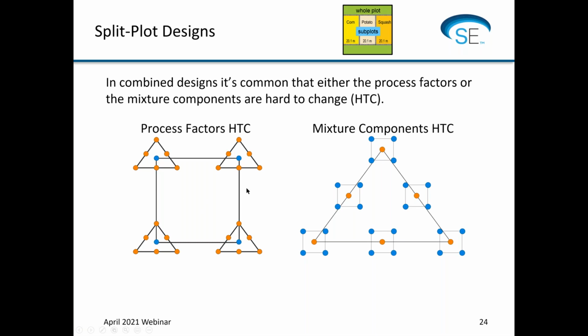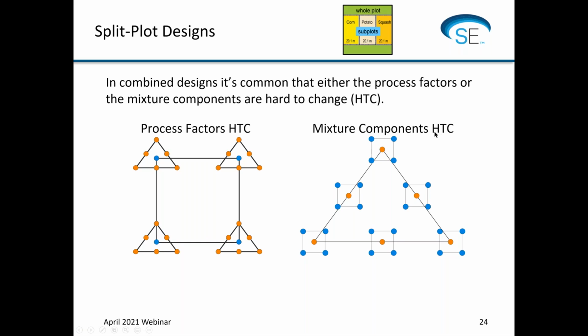I could have showed them as a central composite design or a 3-level design or an optimal design, it doesn't matter, but they're the ones that are hard to change. And so for each combination of process factors, you're going to do a number of mixture experiments before you change to the next level of the process factor. And you do a number of mixture experiments before you change to the next level and so on. So that's when the process factors are hard to change.